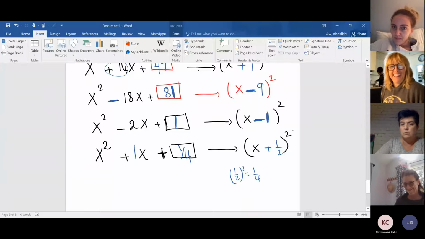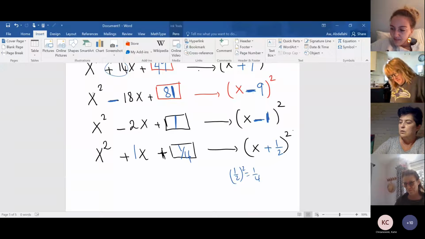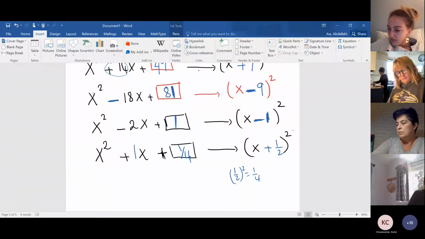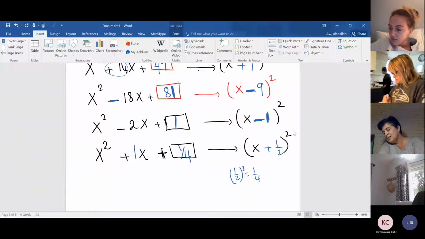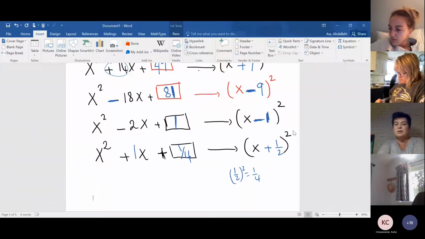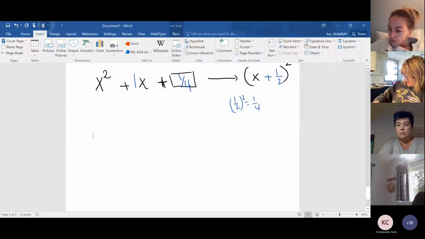Or, you know, if I don't like fractions, I always can go to the decimal because the half of 1 is 0.5. And the square of 0.5 is 0.25, right? So it doesn't have to be fractions, but when you do algebra, it's just nicer with fractions rather than decimals. Okay, so now we have learned how to add to make it a perfect square. Now we're going to see how to solve by doing that.